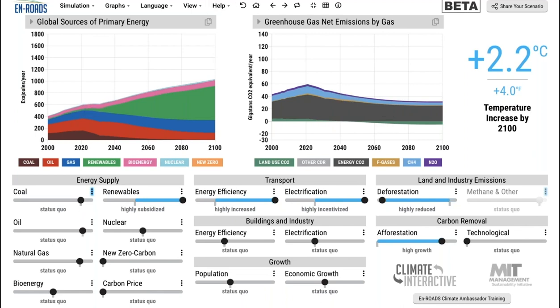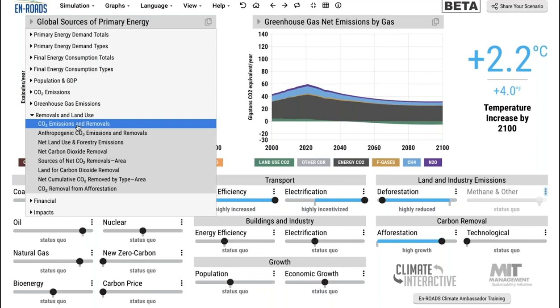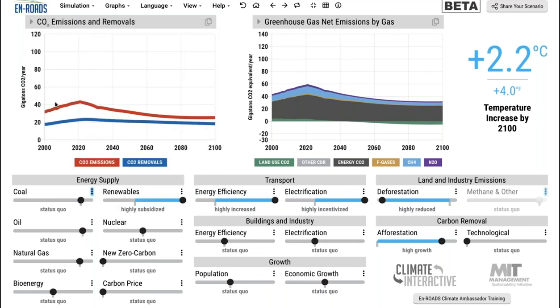So that's important as we think back to that idea of a climate bathtub, a bathtub in which we have those removals and emissions. You can see here before, when we looked at this graph of CO2 emissions and CO2 removals, our CO2 emissions and greenhouse gases were kind of flat along the top.